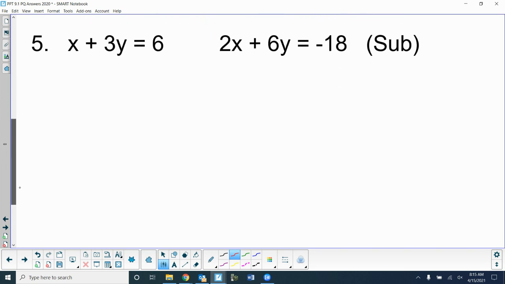Another substitution one. So again, I'm looking for the correct method. So make sure you do the 3 using substitution, and the 3 by elimination. If you use the wrong method, you don't get credit, even though you get it right.